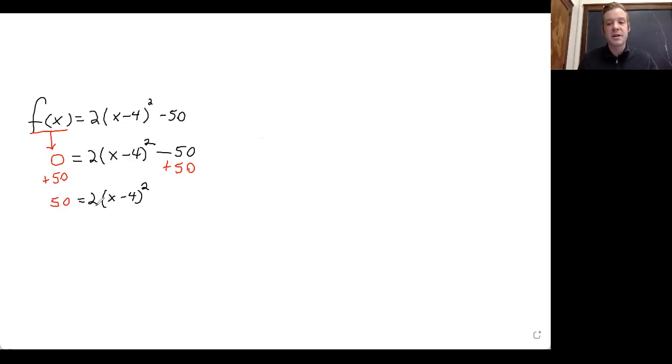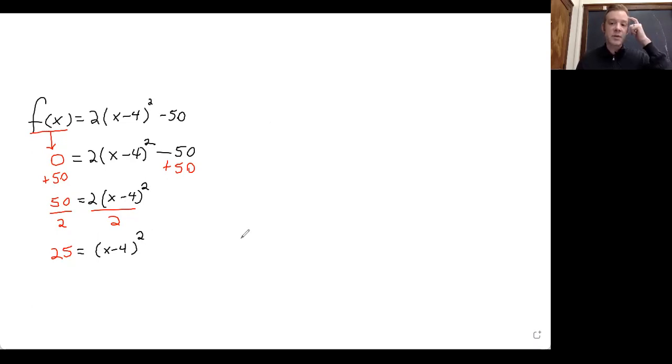Now we also want to cancel out this 2 since it's outside of the parentheses. So I'm going to go ahead and divide by 2 since this 2 is multiplied with the parentheses. I'm going to divide both sides by 2. So I get 25 on the left side. And then I have my parentheses with x minus 4 squared.